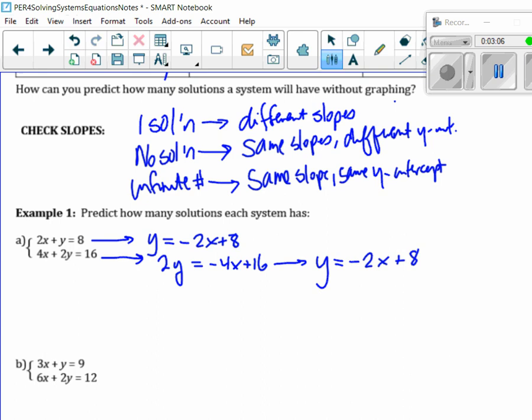So how many solutions would there be? Infinite. Does everybody see they're the exact same line? So infinite number of solutions.